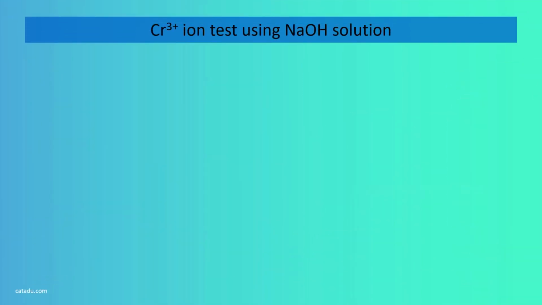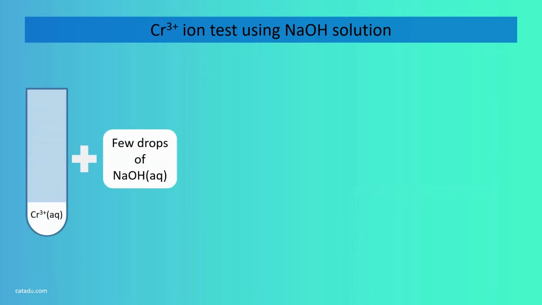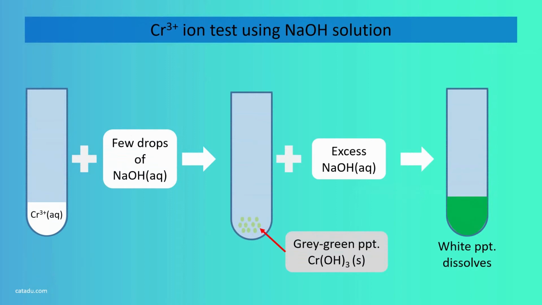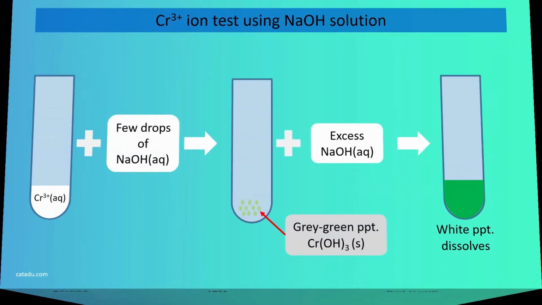Chromium 3 ion with sodium hydroxide is also different from the others. With few drops of sodium hydroxide to the chromium ion, we get a gray green precipitate of chromium 3 hydroxide, and in excess sodium hydroxide the precipitate dissolves, and this is a dark green solution.